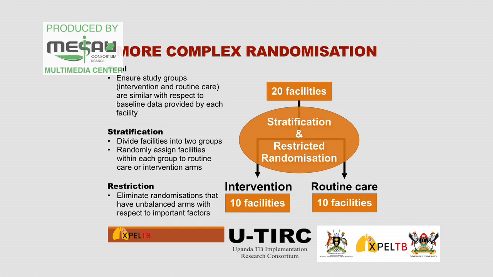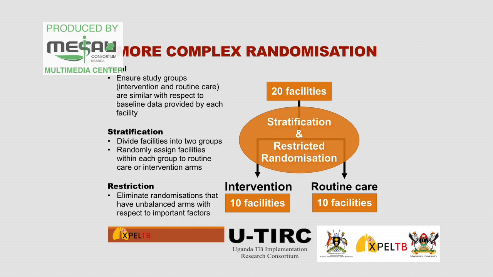The first component is called stratification. So what we're going to do is divide the facilities into two groups. And then with each of those two groups, we're going to randomize those facilities to receive either the intervention or routine care. So that's the first component of this more complex randomization.